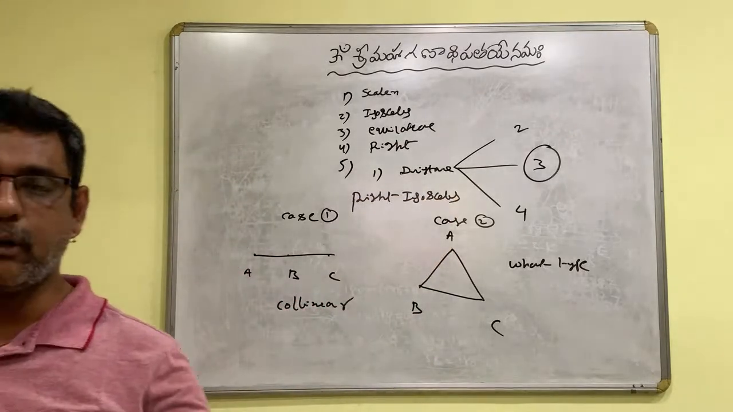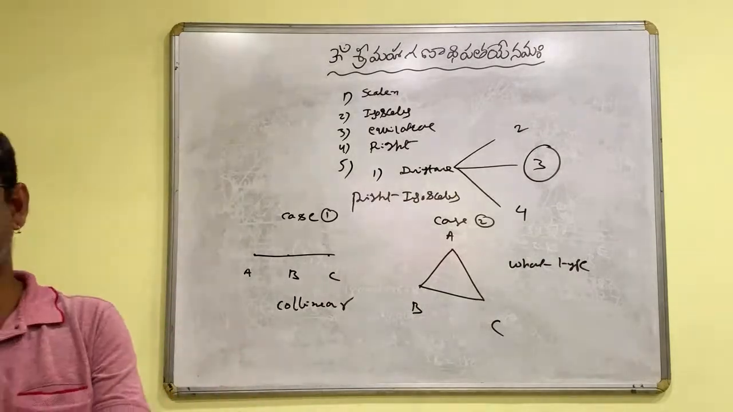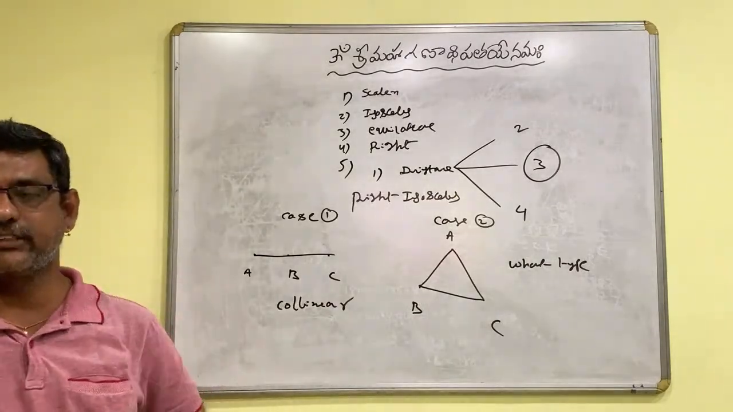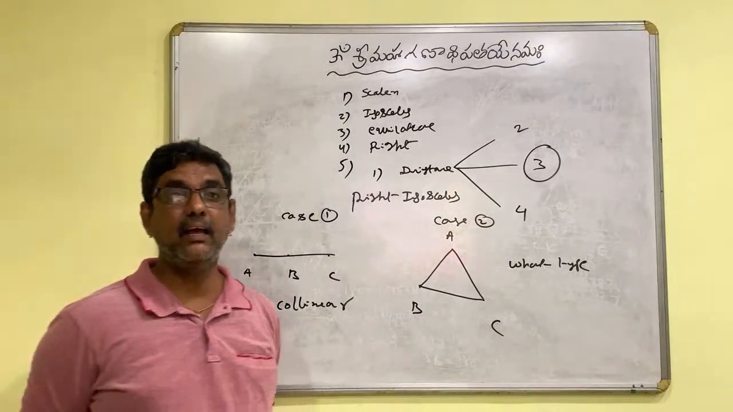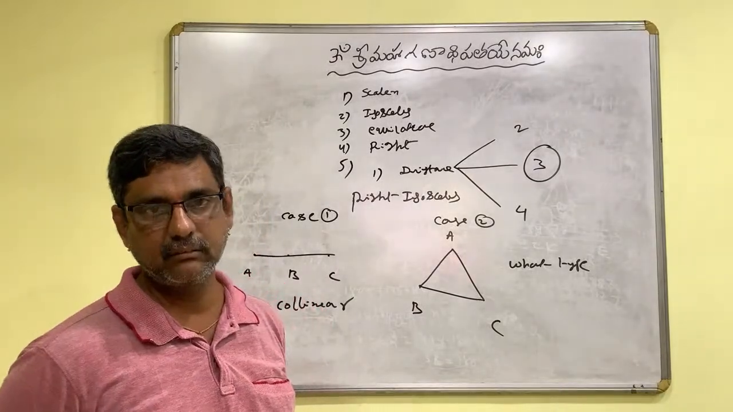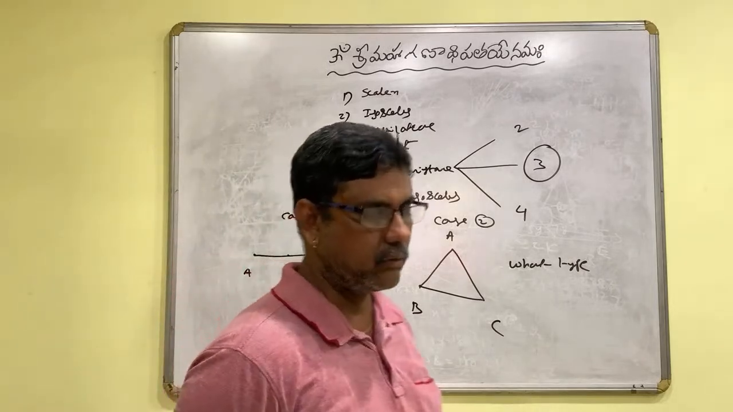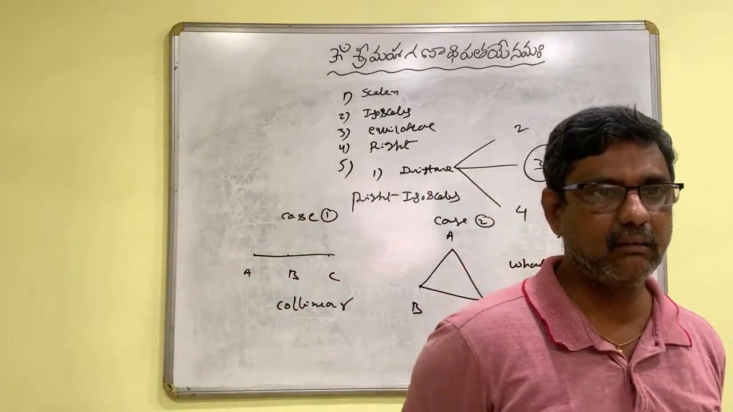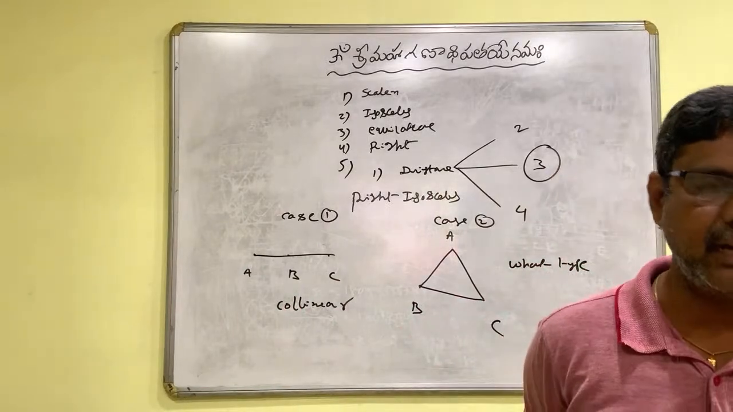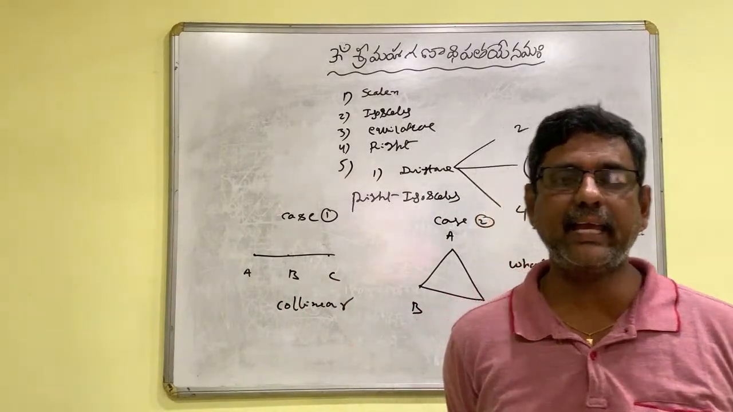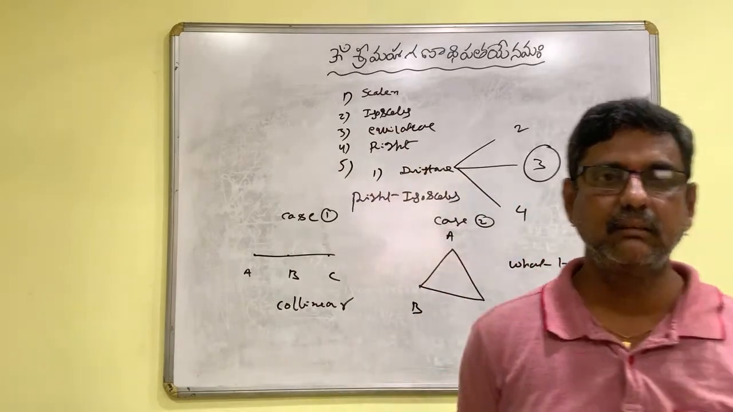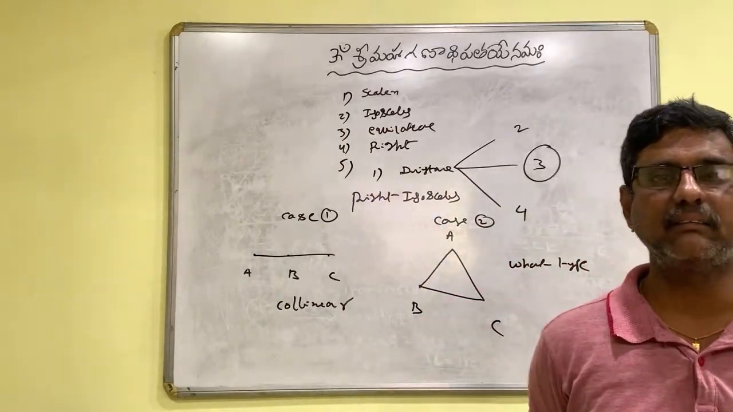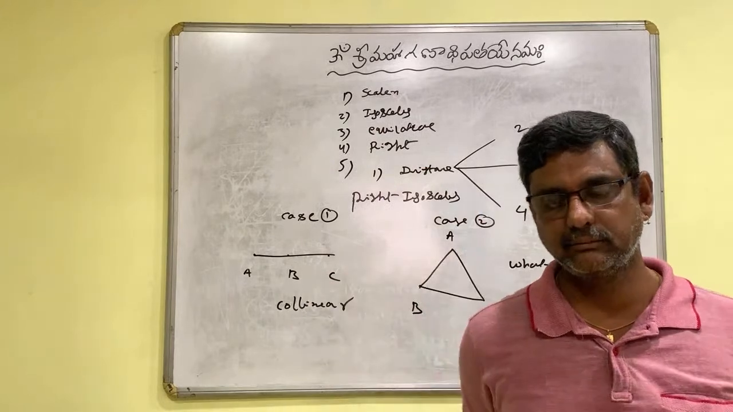So we will discuss these 5: scalene triangle, isosceles triangle, equilateral triangle, right triangle, and right isosceles triangle. I think everyone knows what a scalene triangle is. What is a scalene triangle? A triangle in which all the 3 sides are different. It is called a scalene triangle.